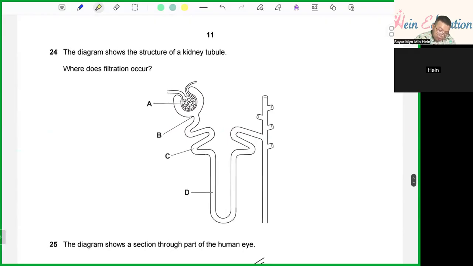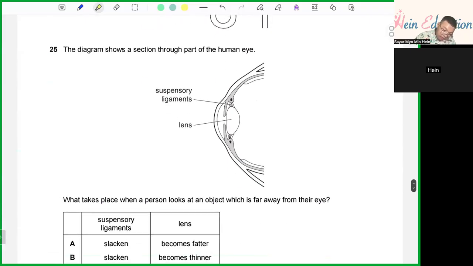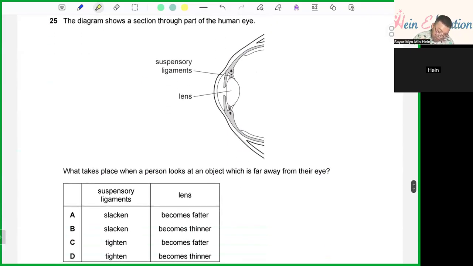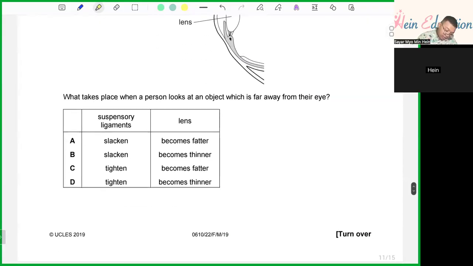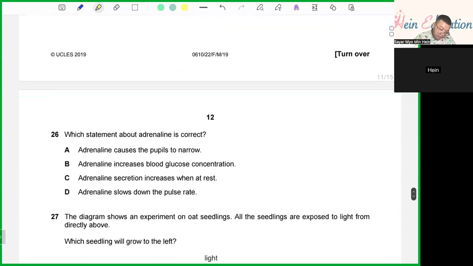And then the kidney tubule, where does filtration occur? So it will be at the glomerulus. And then a section of the human eye, and what would happen when a person looks at an object that is far away, right? So it's about accommodation. The suspensory ligaments will get tightened and the lens becomes thinner, right? So it can see the faraway object. So the answer is D.